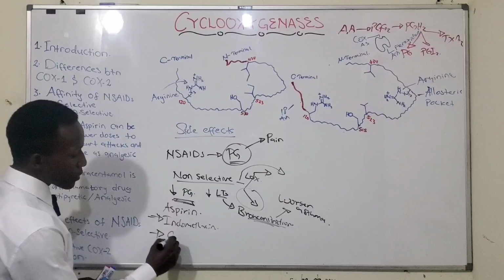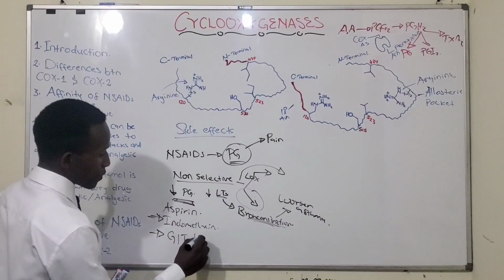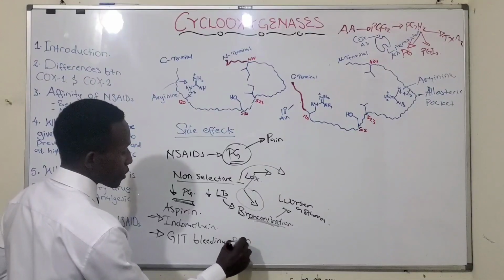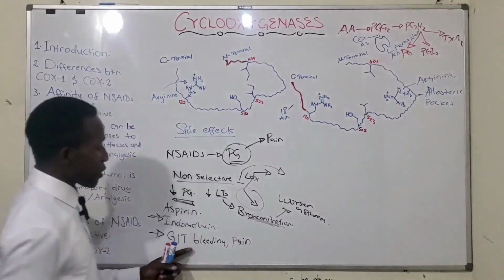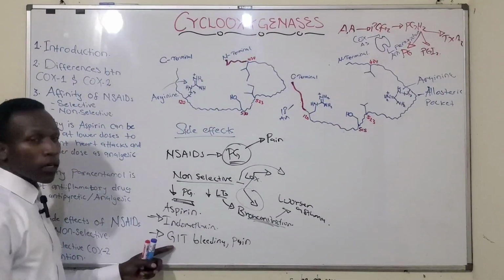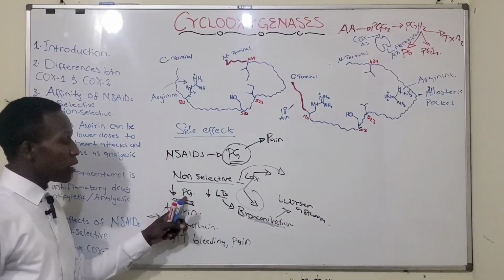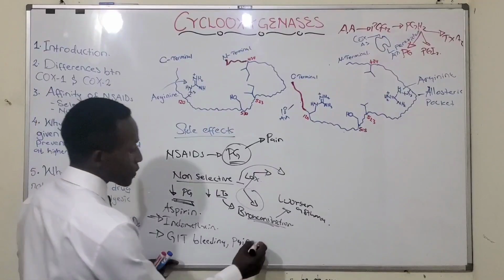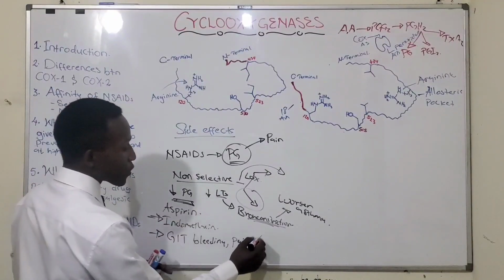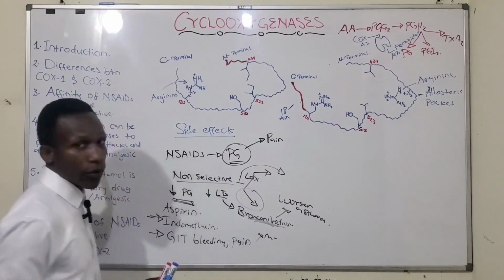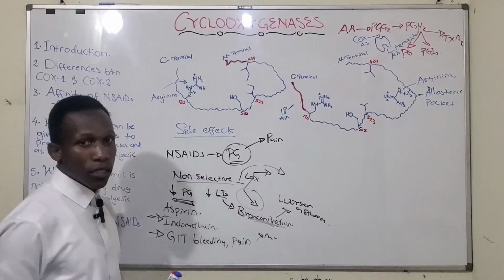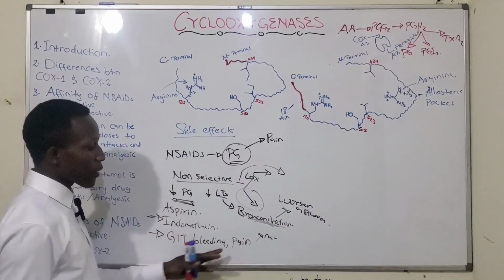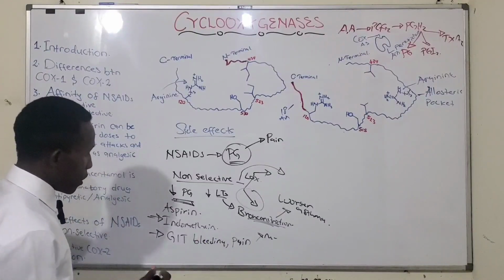Also, GIT bleeding and pain, because they lead to the reduction of the prostaglandins. And remember, we said that prostaglandins are always present, and their activity leads to increased mucus production and reduced gastric acid secretion. So if they are inhibited, we shall have GIT bleeding and pain.